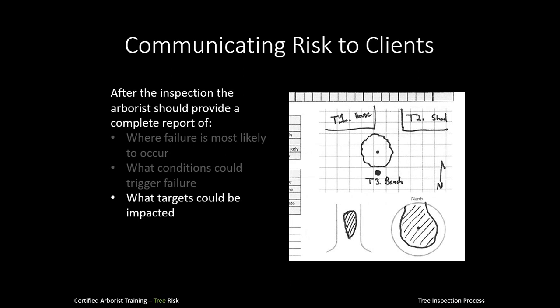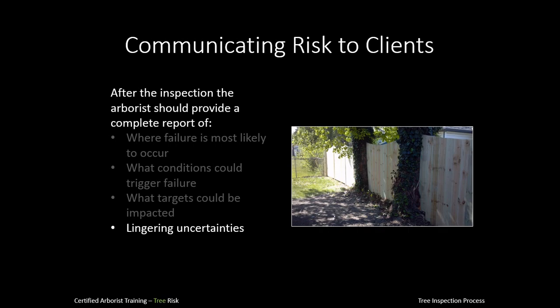What targets could be impacted? You can point out nearby buildings, pedestrian corridors, roadways, things like that. Show what targets you're talking about, because again, target matters. A house is way different than a person when it comes to resiliency.